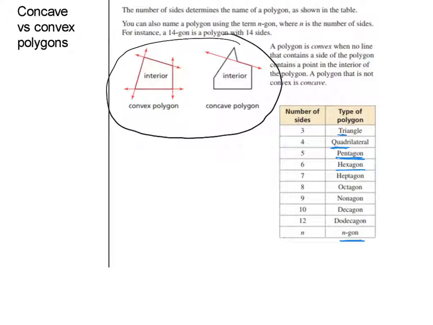Another way you can think of it is if you take a side and you were to extend that side, just draw a straight line. If at any time, like they're extending this side here, this little side, it goes through your figure, then it's concave. If you extend all your sides, like they did here in red, they just drew lines, and it doesn't go through your figure at all, then it's convex.